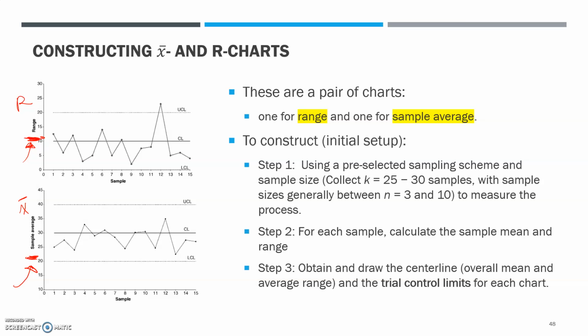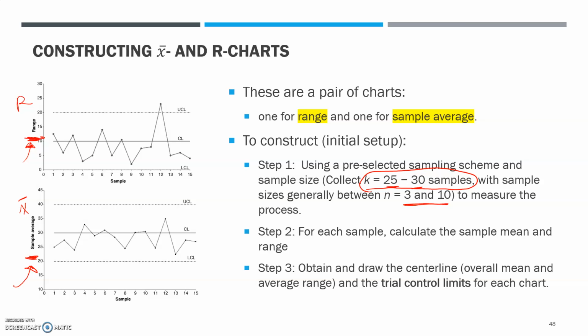Okay, to construct, you need to initially collect a large number of samples. Okay, large number of samples. By saying number of samples, I'm not saying the sample size. Okay, you need about 25 to 30 different samples, with each sample having a sample size of 3 to 10. Okay, of course, it needs to be consistent from sample to sample.